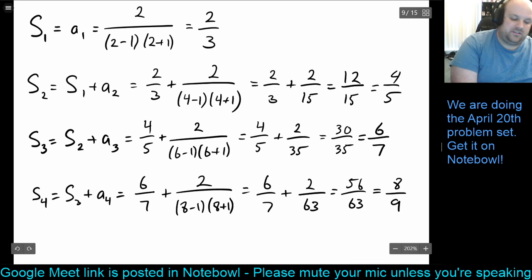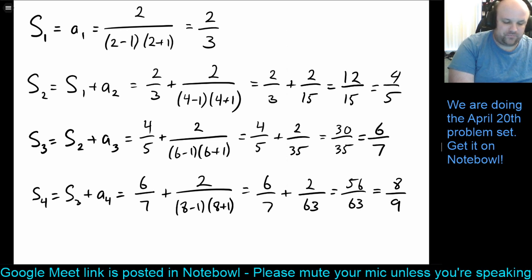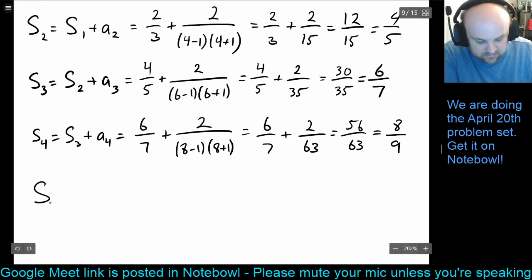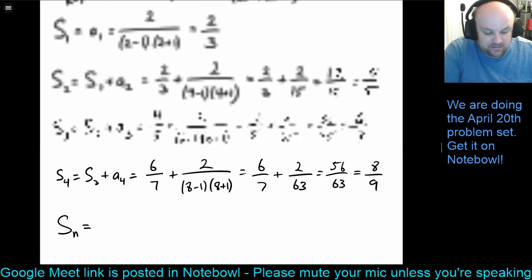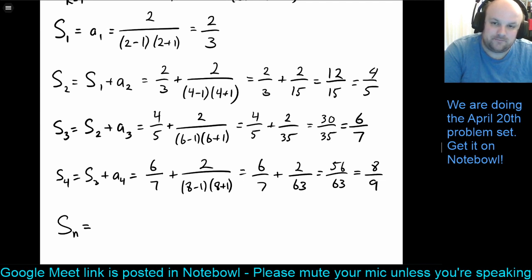Right. So there's a few ways to look at this pattern. The easiest one to see is probably that the top keeps going up by 2 and the bottom keeps going up by 2. Right? So the next term would be 10 over 11, and then 12 over 13, and so on. So from there, though, we need to formulate a general S_n for this. The question is, what should the general S_n term be?